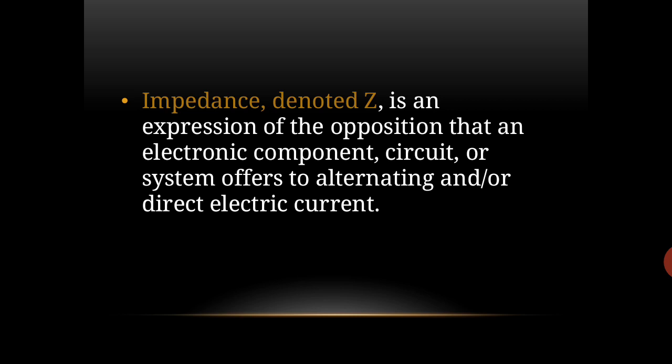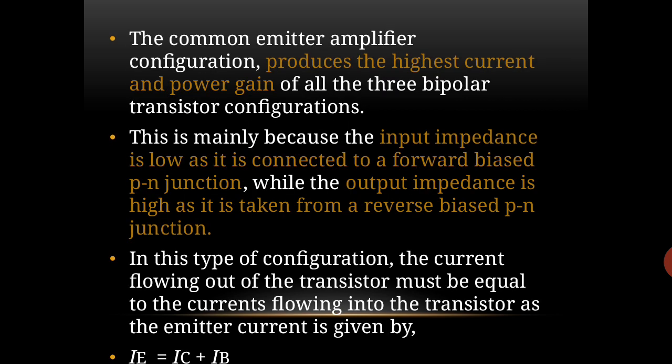Now what is meant by impedance? Impedance is an expression of the opposition that an electronic component, circuit or system offers to alternating and/or direct electric current. Now see the second point. This is mainly because the input impedance is low as it is connected in forward bias. Meaning in forward bias there is low impedance to the current, meaning current flow is high. But the output impedance is high. That's why in the reverse bias condition current flow will be somewhat less.